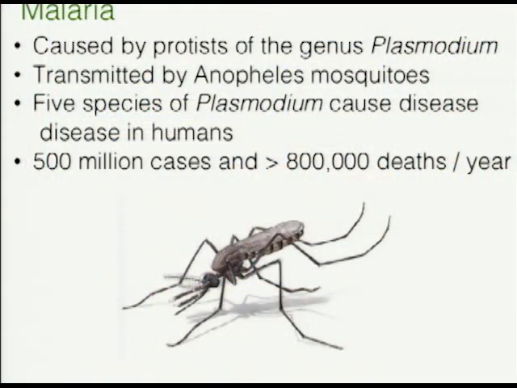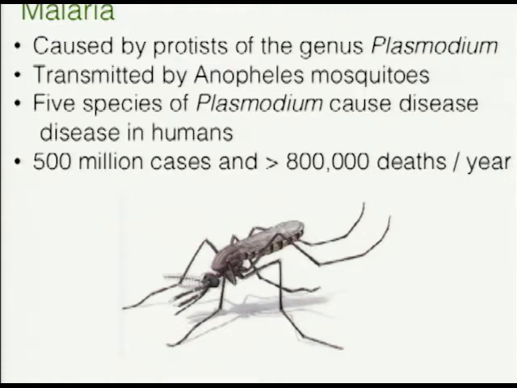I work on malaria, which remains one of the most important infectious diseases in the world. It's caused by protozoan parasites, so these are one-celled eukaryotes. They're more complicated than bacteria and viruses, of the genus Plasmodium. And these parasites are transmitted to humans by Anopheles mosquitoes.